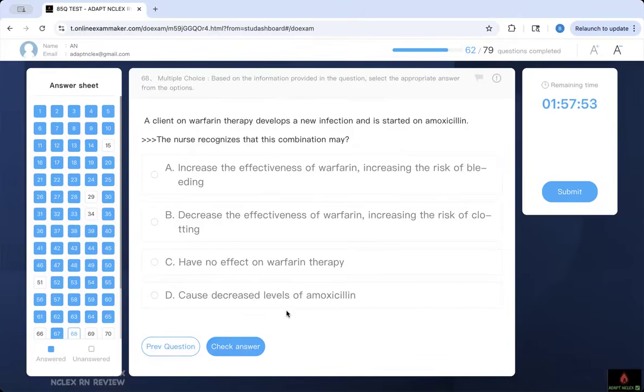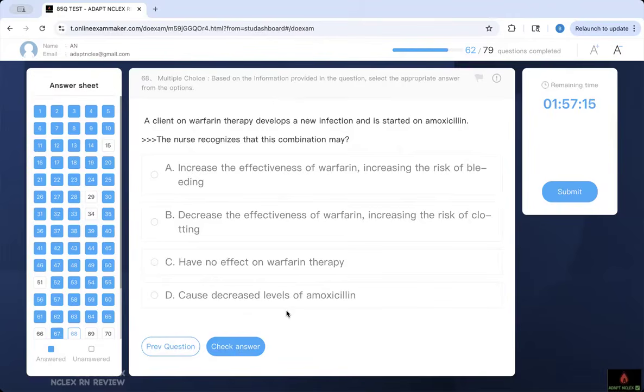A nurse recognized that this combination would do what? Increase the effectiveness of warfarin, increase the risk of bleeding; decrease the effectiveness of warfarin, increase the risk of clotting; have no effect on warfarin; or cause a decreased level of amoxicillin. I want you to write this down. This is one of the teachings. You know you are ahead of your classmates, because if you know that certain combinations with warfarin cause problems, when you see it in the select or apply, it will be there. And one of those things is antibiotics. We have to pay attention to that.